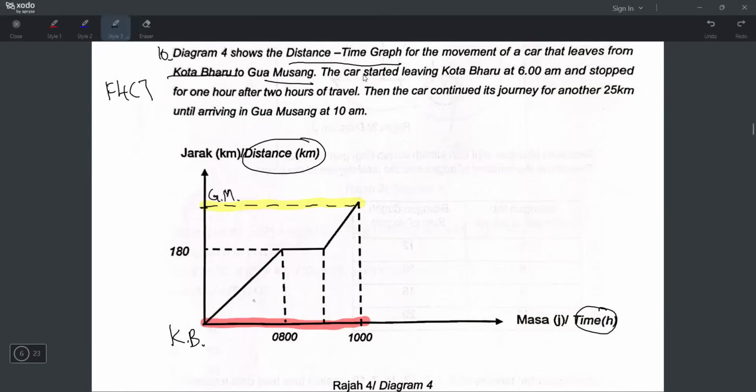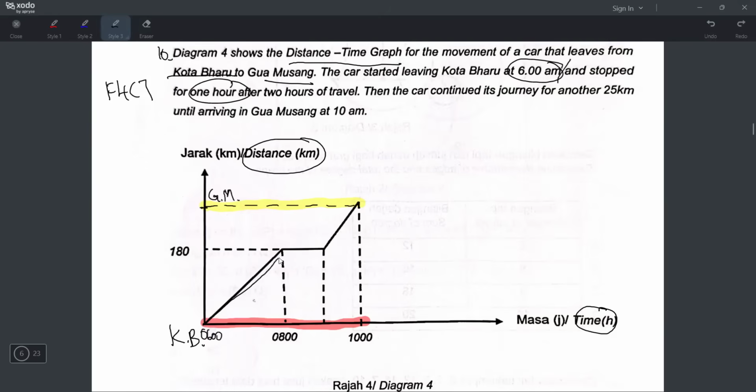Yeah, let's read again. The car started leaving Kota Baru at 6 a.m. So this one is 0600, in 24-hour system. Because here also they write in 24-hour system, so I follow. And stop for 1 hour after 2 hours travel. So yeah, after 2 hours travel, 6 to 8, 2 hours already. And then stop for 1 hour. So you can see this line is the stop one.